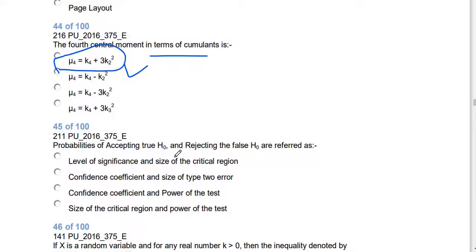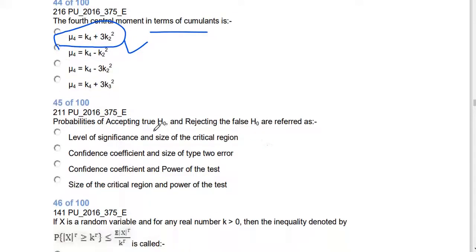Probability of accepting true h0 and rejecting false h0 is termed as. It means accepting h0 and rejecting the false h0. Here you can observe the condition is different. Accepting h0 when rejecting and rejecting false h0 means rejecting h1.